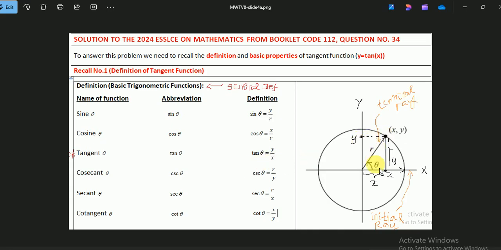For example, for 90 degrees, (x, y) is on the y-axis, and x becomes 0. When theta is 90 degrees, x becomes 0. In that case, tangent is not defined, so tangent of 90 is not defined. So we can get its properties just from its definition. And tangent of theta plus pi is always the same as tangent of theta, and pi is its period.